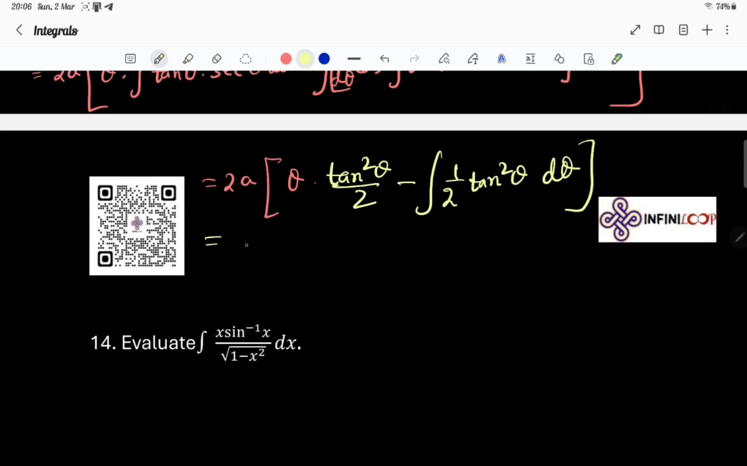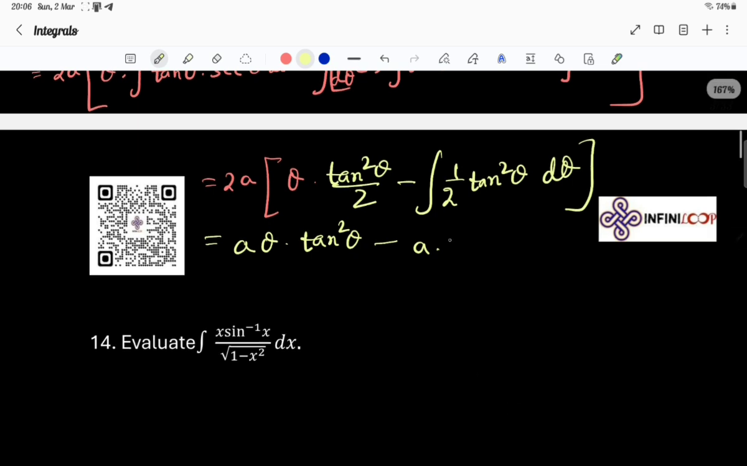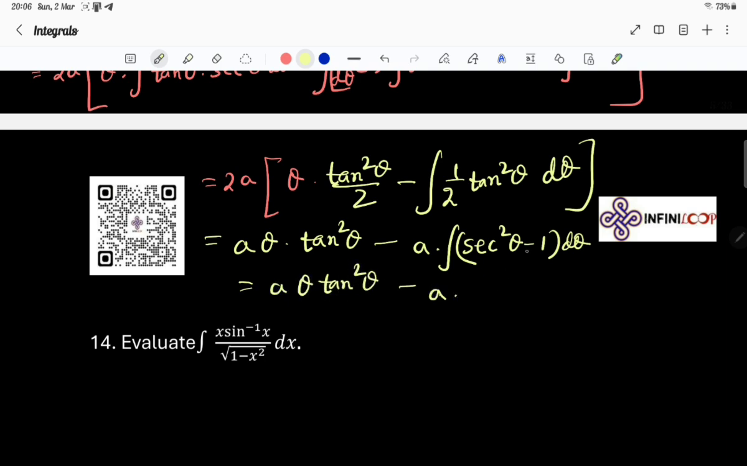Multiply it, the 2 gets cancelled, so a theta tan square theta minus a into tan square theta. You know the integration of tan square theta, you don't have any formula. Sec square theta has the formula, integration of sec square theta is tan theta, so convert into sec square theta minus 1 d theta. The ultimate answer is coming a theta tan square theta minus a sec square theta, means tan theta, plus a, sorry, a theta plus c.